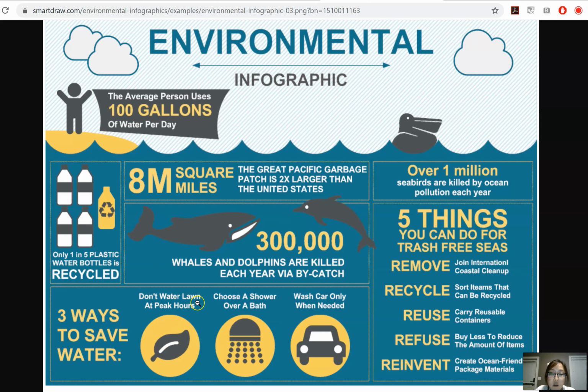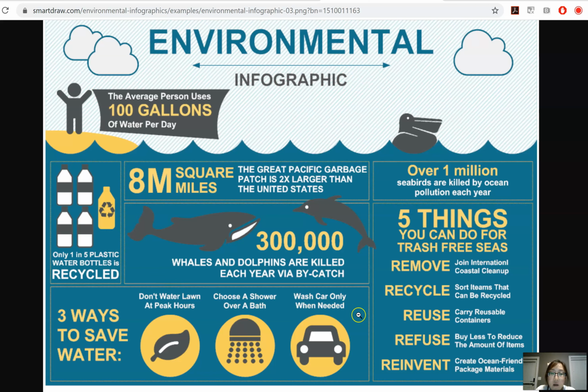Don't water lawn at peak hours. Choose a shower over a bath. Okay, over in this case means instead of a bath. Wash car only when needed. As I mentioned many times before, these are not sentences, they're just notes, so they're missing words, like wash your car only when needed. And everything's in capital letters because they are like titles.